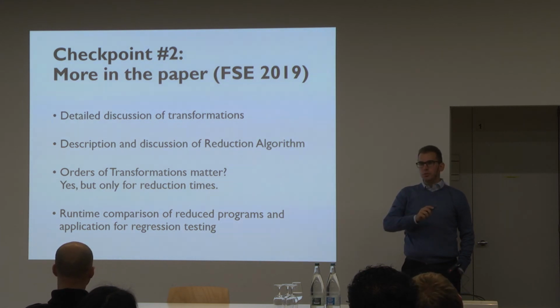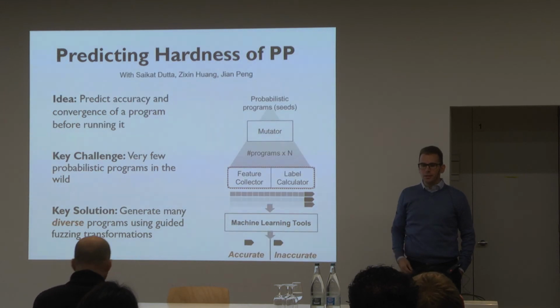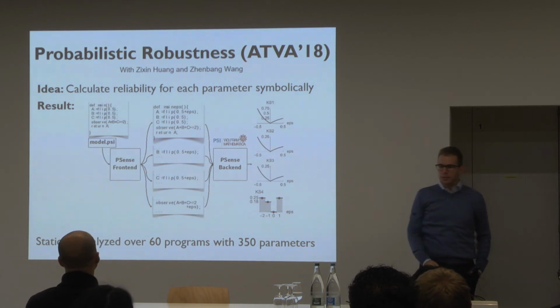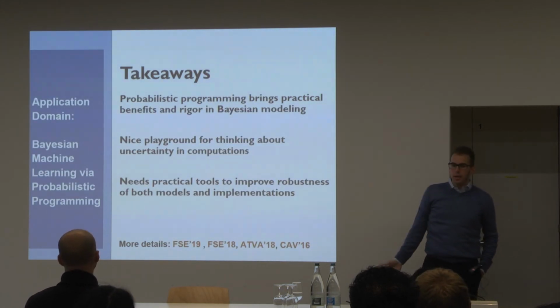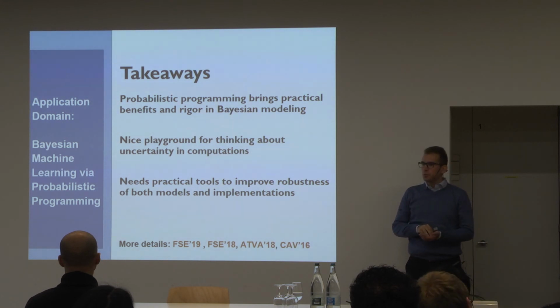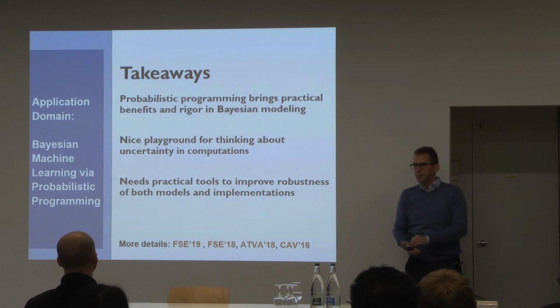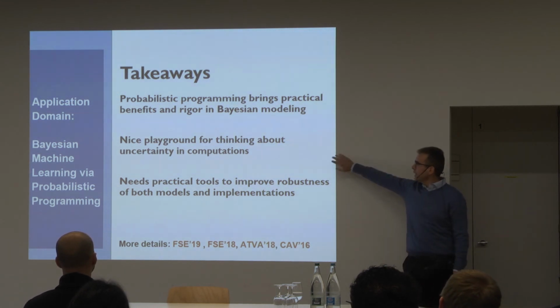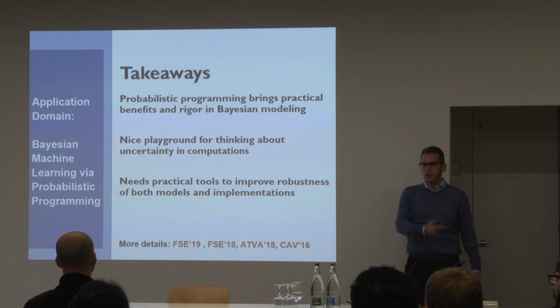Let me just say, we used this kind of infrastructure to nail down more interesting problems that we can talk offline, like predicting hardness of probabilistic programs, thinking about robustness and the sensitivity of programs to noise in parameters. And let me just say at the very end that what probabilistic programming does, it brings practical benefits and rigor in Bayesian modeling through a combination of people working in machine learning, people in programming languages, people in verification, software engineering, and so on. And it's, from my personal perspective, a very nice playground for thinking about uncertainty in computation, how it emerges, how it propagates.